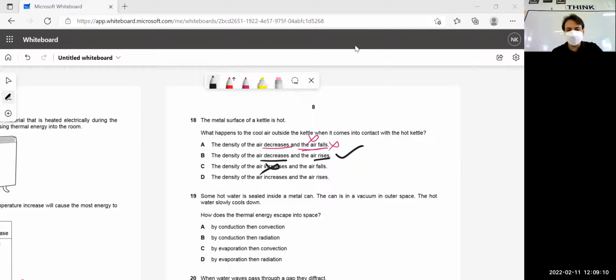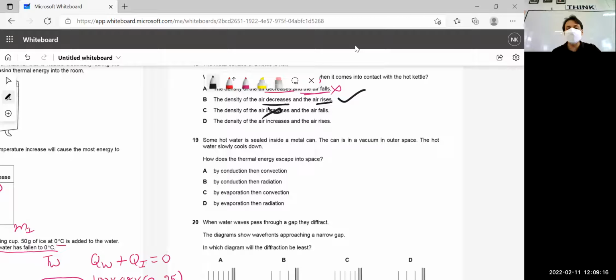So, question number 18, the correct answer is C. Question number 19: some hot water is sealed in a metal can, and the can is placed in a vacuum in outer space. In outer space, in vacuum, the hot water slowly cools down. Then how does the thermal energy escape into space? Water is cooling down, losing energy.